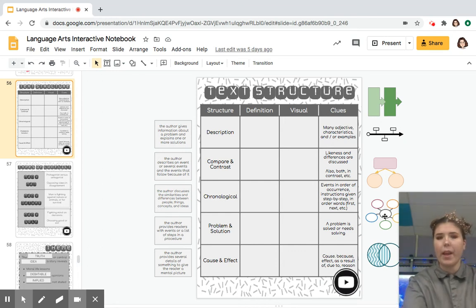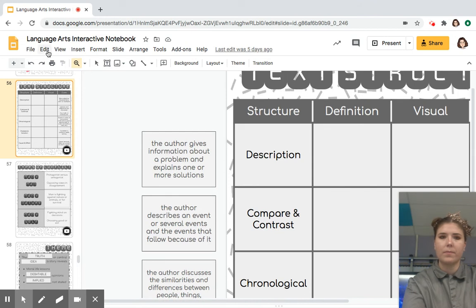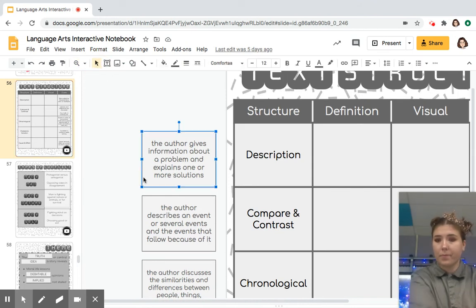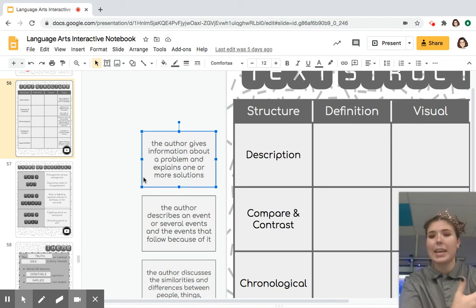So let's first do definition. So I'm going to zoom in. The author gives information about a problem and explains one or more solutions. Now, an example of this is if I tell you global warming exists, and I say one of the issues is non-renewable resources are being used continuously. Non-renewable means we can't get them back after they're used. That's a problem. I did not give you a solution though.